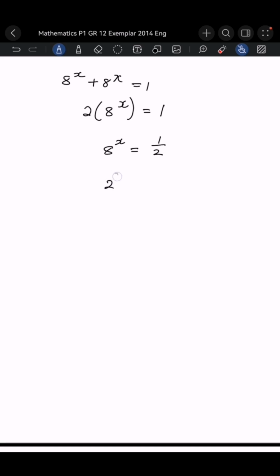Therefore 2 raised to the power of 3, all raised to the power of x is equal to 2 raised to the power of negative 1. Therefore 2 raised to the power of 3x is equal to 2 raised to the power of negative 1. 3x is equal to negative 1. X is equal to 1 over 3.